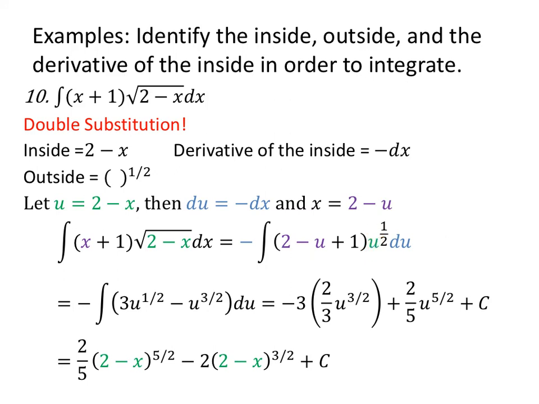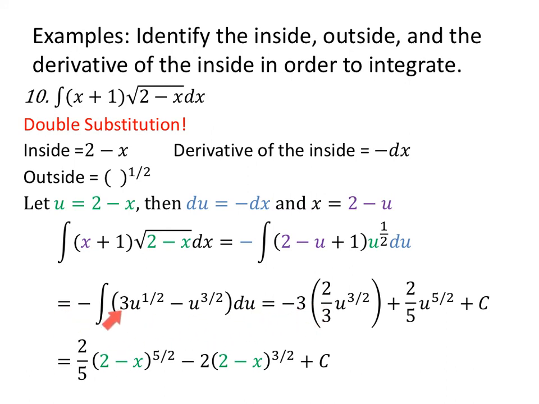Let's clean this up a little bit. This is 2 plus 1 is 3 minus u. Distribute the u to the 1/2. That'll be 3u to the 1/2 minus u to the 3/2. The negative sign out in front. So the antiderivative of 3u to the 1/2 is, add 1, I'll get 3/2 for my new exponent. Instead of dividing by 3/2, I multiply by 2/3. I still have the negative sign.